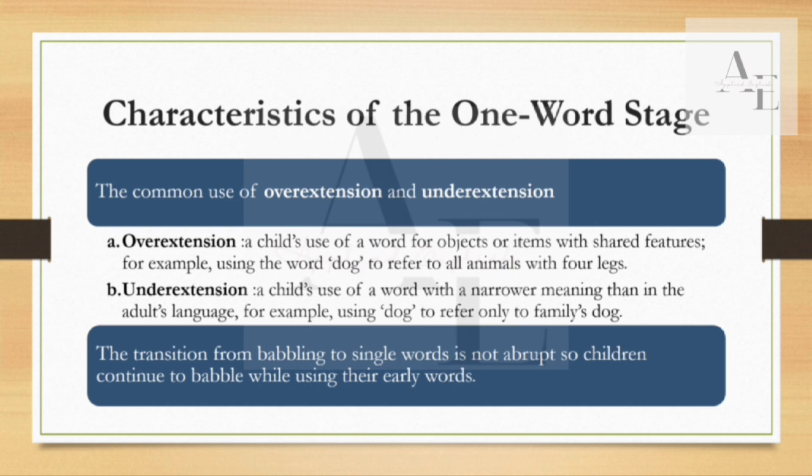Then the transition from babbling to single words is not abrupt, so children continue to babble while using their early words. They don't just stop babbling and use only words, so they continue to babble while using their words, and the ratio differs from time to time and from child to child.